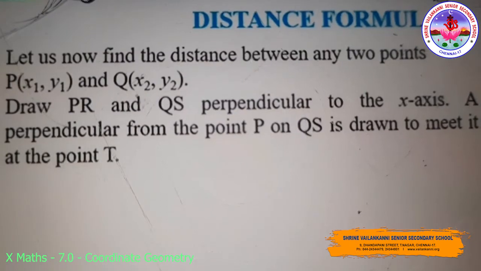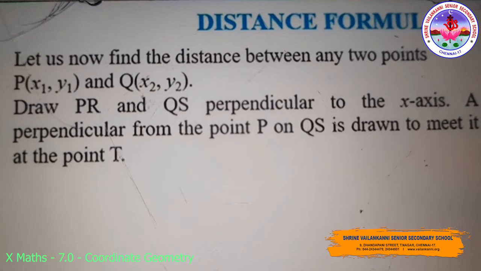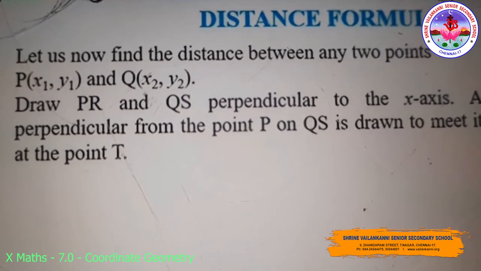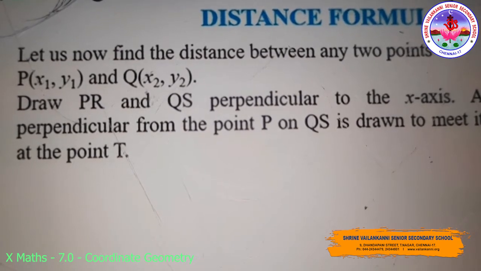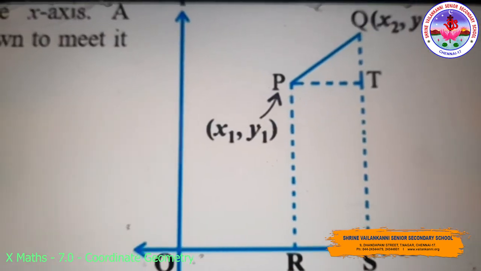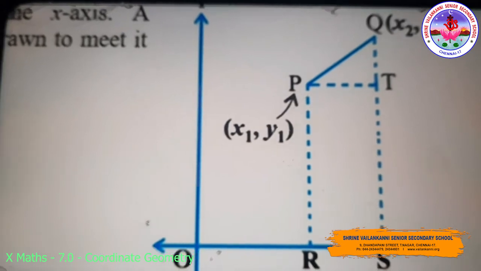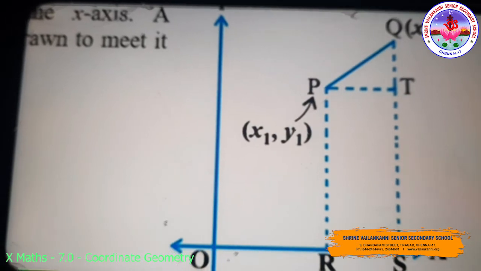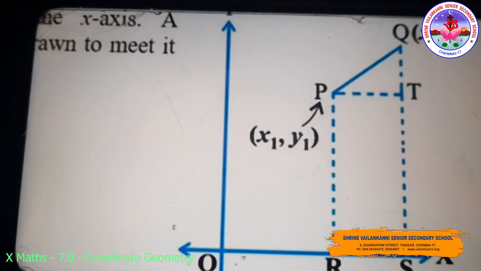Now, coming to the construction, we are going to draw PR and QS perpendicular to the x-axis, and we are going to draw a perpendicular from the point P on QS such that it touches at T on the line QS. Join PT, which is perpendicular to QS. So we got the triangle PQT, a right angle triangle. I want to find the distance PQ. Using the Pythagoras theorem, we can find the distance PQ.